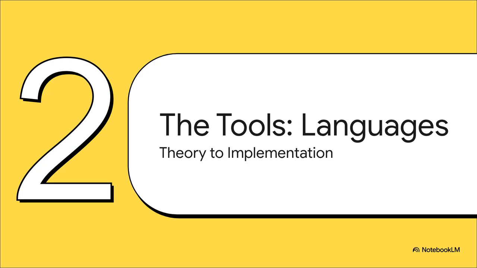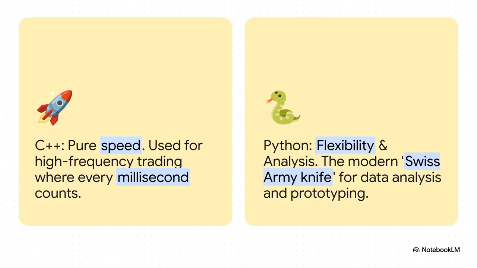Well, for that, you need tools. And in modern finance, the tools are programming languages. They're what turn all that complex math into code that can actually be executed. And really, two languages rule the quant world. You've got C++. C++ is all about one thing: raw, blinding speed. This is the language of high-frequency trading, where every single millisecond counts.